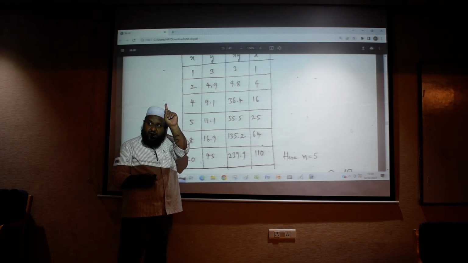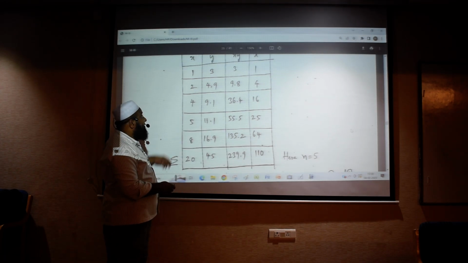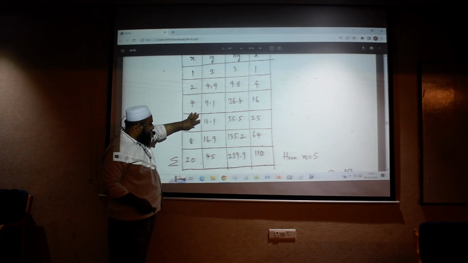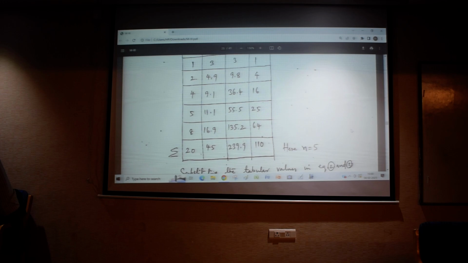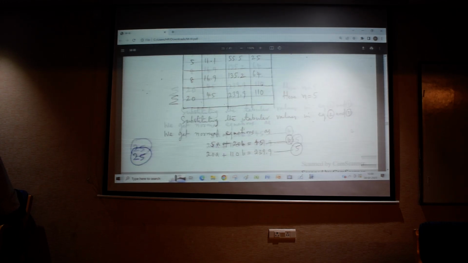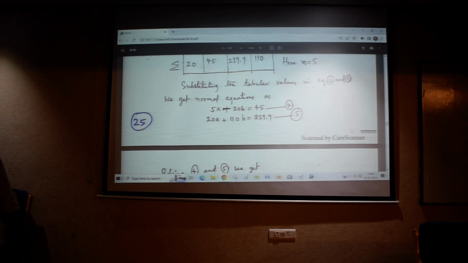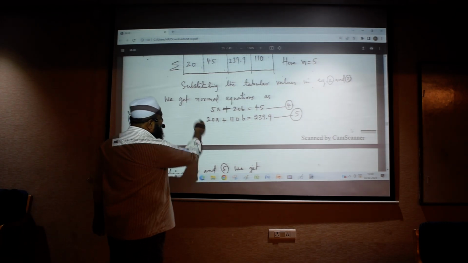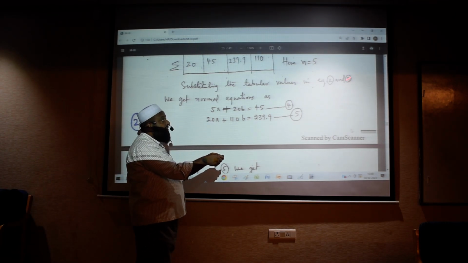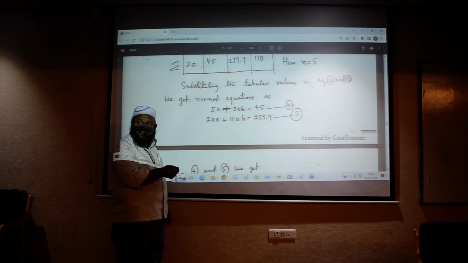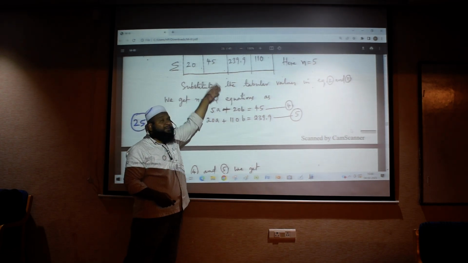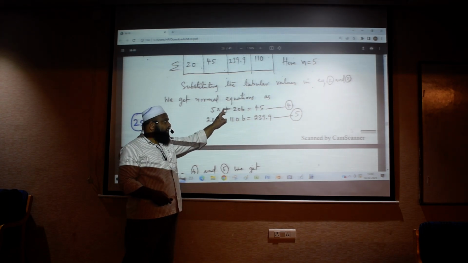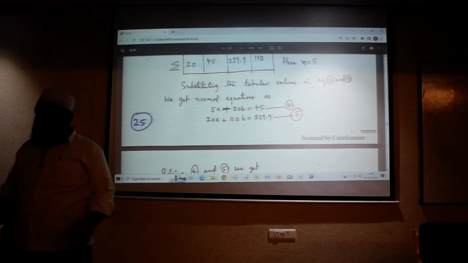That complete is one point. So, like that, how many points are given? 5 points: 1, 2, 3, 4, 5. So n is equal to 5. Substituting the sigma values, the tabular values, in equations 2 and 3, those equations become 4 and 5. Solving these two equations we will get a and b, right?